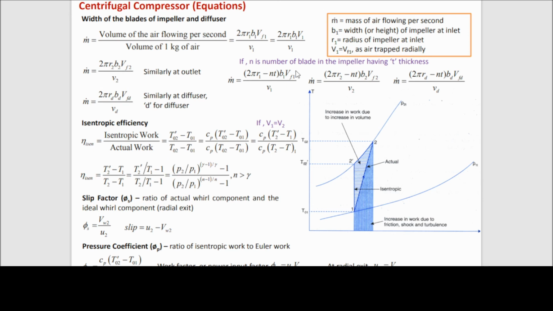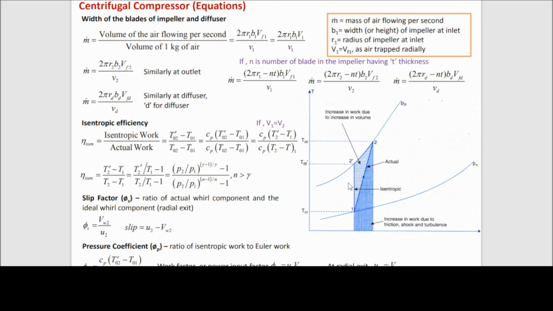Now if there are n impeller blades, I will exclude the thickness of the blade, so that will be n into t. The thickness is reduced from this 2 pi r1, that area, and the equation becomes this for mass flow rate. Here again this is for the outlet one, and basically in general form we can write it in this way.